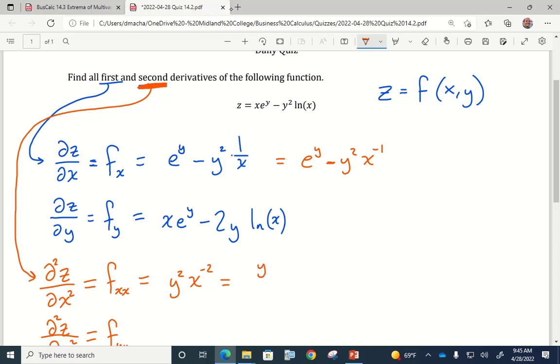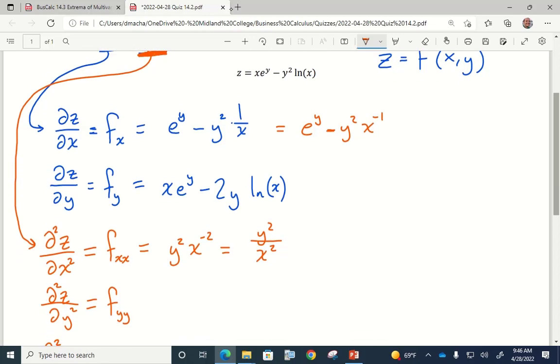Another way I could write that is y squared divided by x squared, because that negative 2 power means I move it to the denominator.